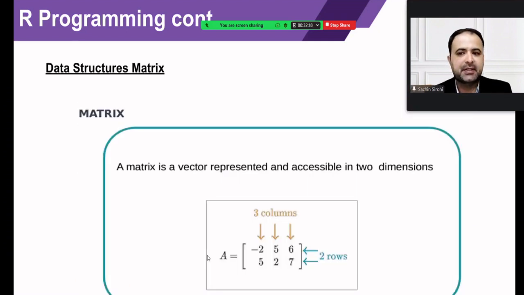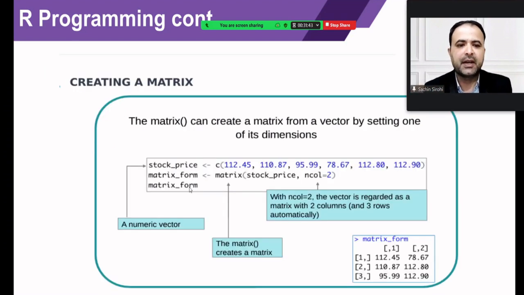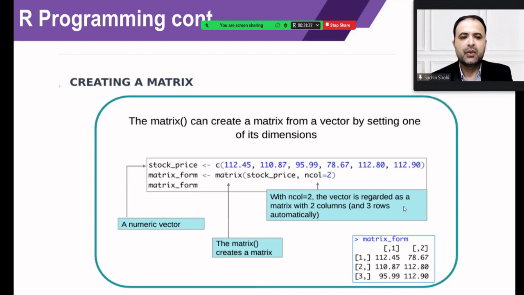So it is a matrix. A matrix is a vector represented and accessible in two dimensions. First one is A, so it is 0, 1, 2, 1, 2, 3. So it is just a matrix. So those values in a rows and columns dimension, if I want to store them, it is a good example. How can we store this kind of information? You can see.